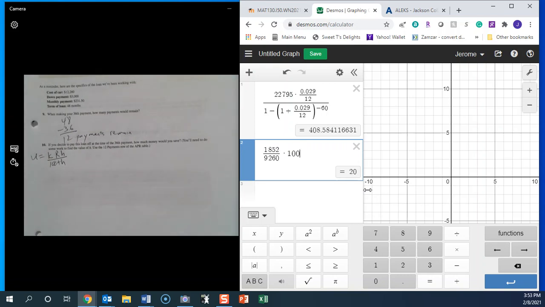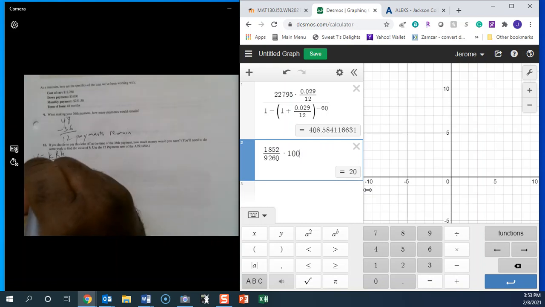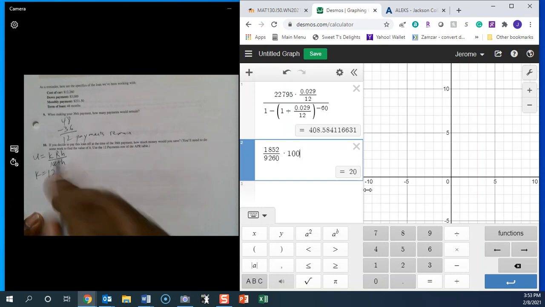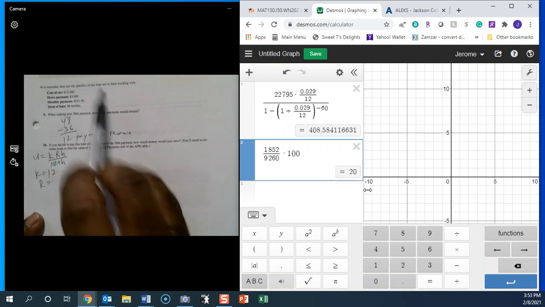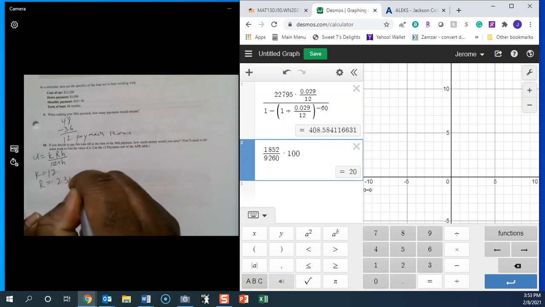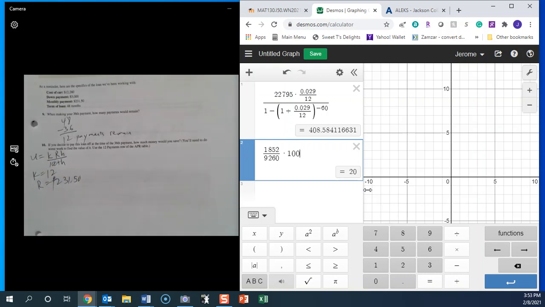So the first thing, let's list what we have here. We know that K would be 12, because we got that here, that it'd be 12 payments remaining. R is equal to the monthly payment. The monthly payment is $231.50. And then finally, U we don't know, and H, right now, we don't know. So we need to find H in order for us to find U.